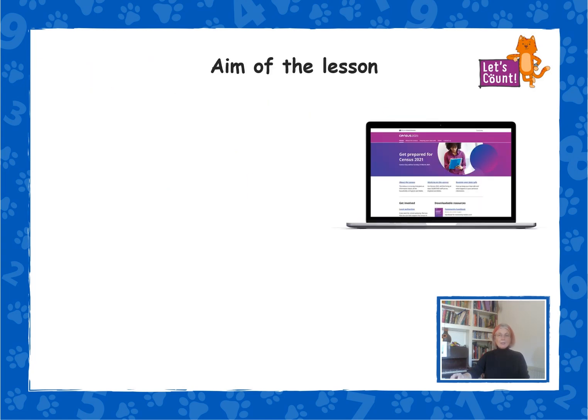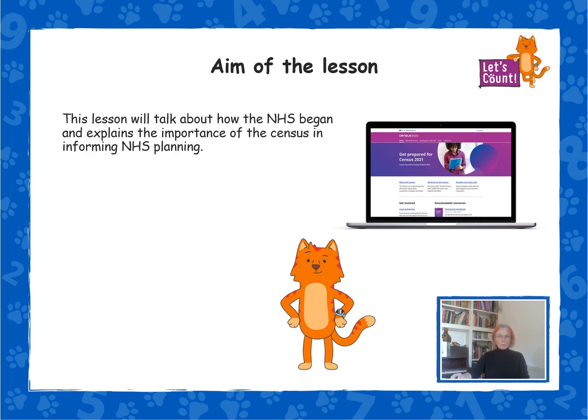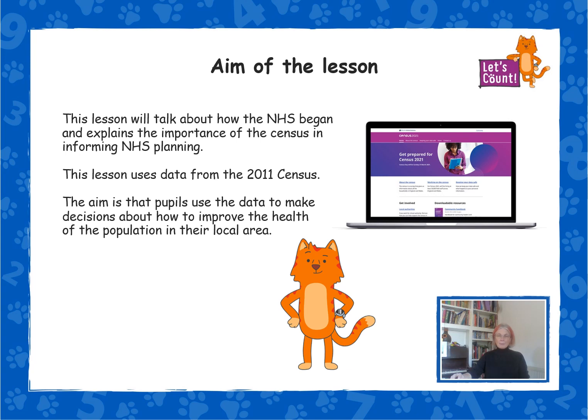This lesson is going to use data from the 2011 census, the last census, and we're going to use the data to make decisions about how we think we can improve the health and well-being of the population in the areas that we have selected, but maybe also in your own local area. You can get hold of data about your own area by using the NOMIS website, and there is a guide available to support this.